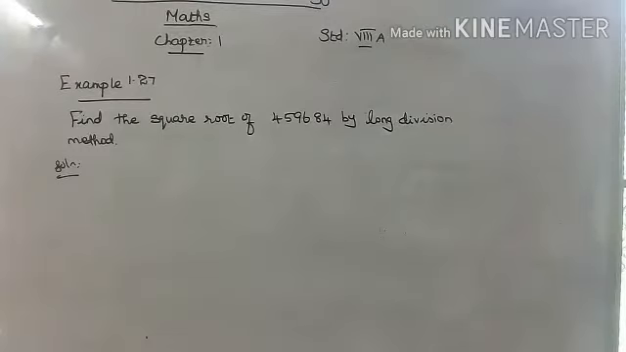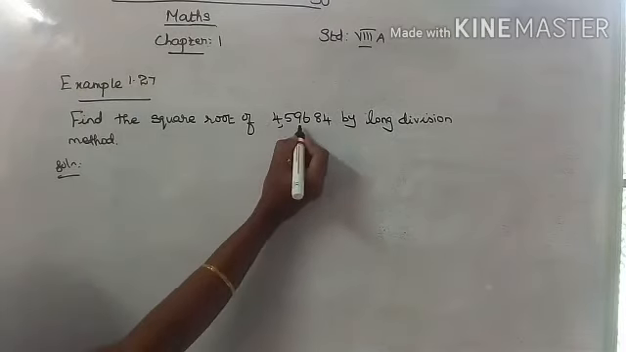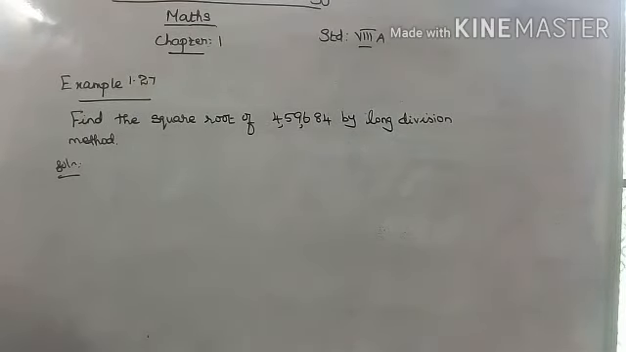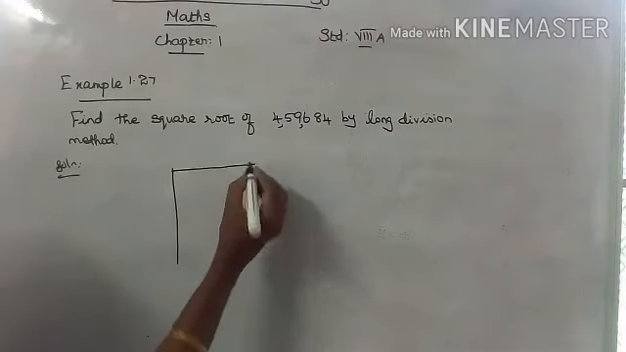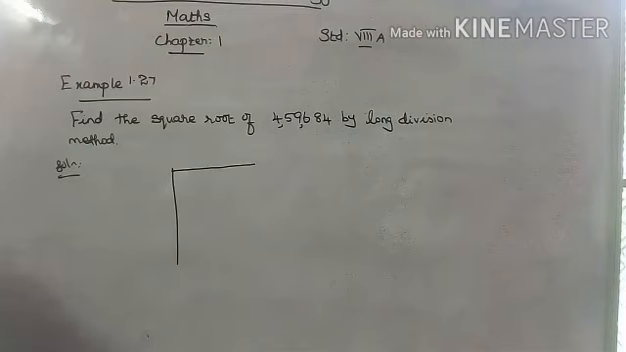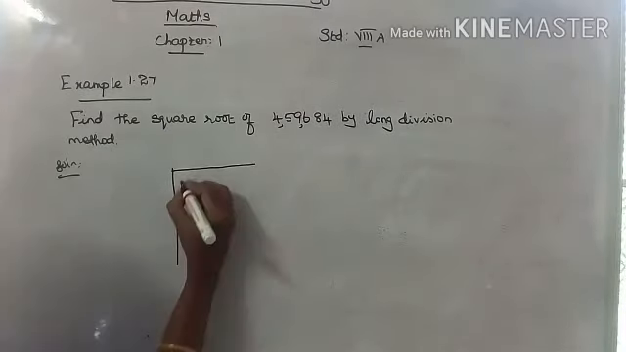I will explain one more example sum. Example 1.27. Find the square root of 4,59,684 by long division method. First step: group the numbers with the digit in the units place. So group the digits in pairs.